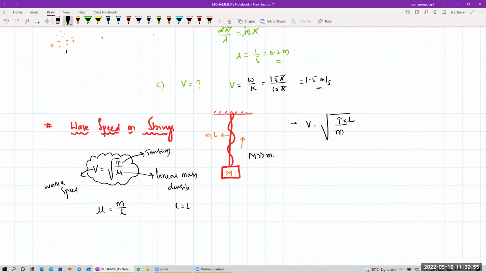Or else I can write V is equal to under root of T into length of the string, over mass. Mass is equal to volume into density of the string. So V is equal to under root of T into L over volume, and volume is equal to area into length into density. L and L will get cancelled. So V is equal to under root of T divided by A into rho. Can I write like this?